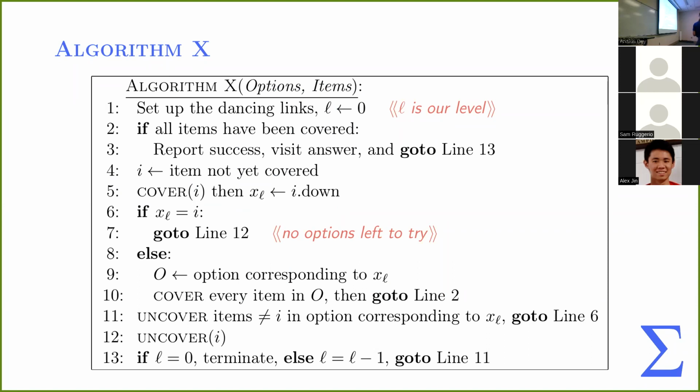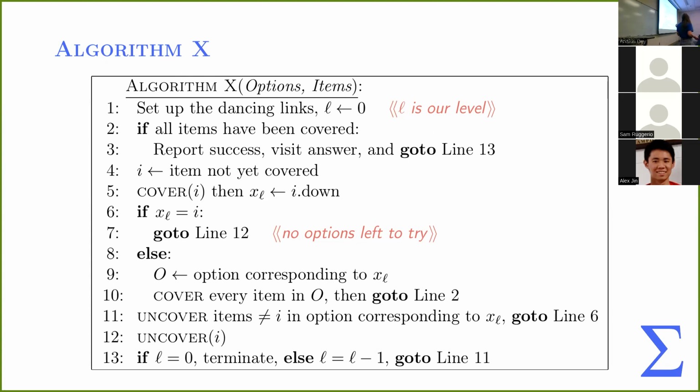So the actual algorithm, now that we've finally gotten there, is setting up. First of all, the first step is setting up this whole mess, and we're going to initialize a level variable L to 0 so that we can keep track of the level of our recursion. Then we enter this loop, and if all of our items have been covered, then we report success. We visit the answer, we can go over that a bit at the end, and then we go to line 13 where the program will terminate.